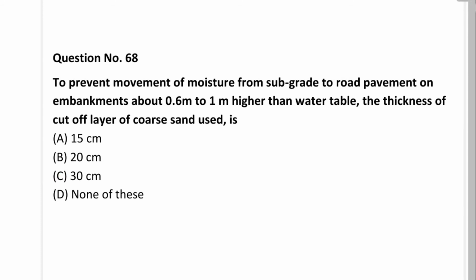So the next question: to prevent movement of moisture from the subgrade to the road pavement on an embankment about 0.6 meter to 1 meter higher than the water table, the thickness of the cut-off layer of coarse sand used is: option A, 15 centimeter; option B, 20 centimeter; option C, 30 centimeter; option D, none of the above. So the correct answer is D, none of the above.